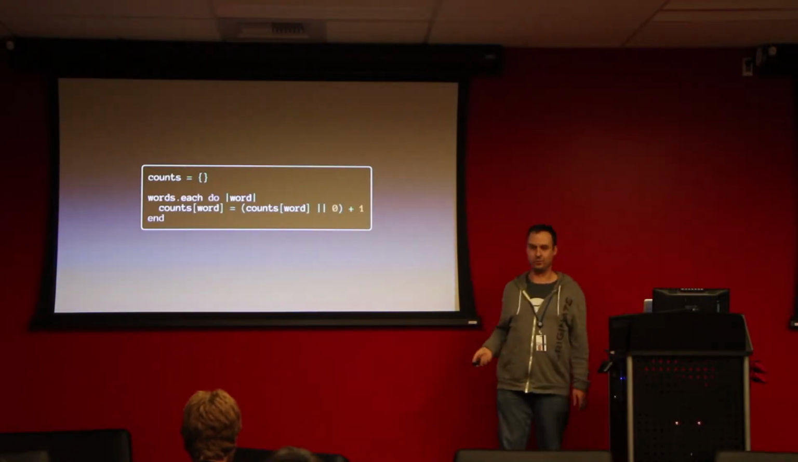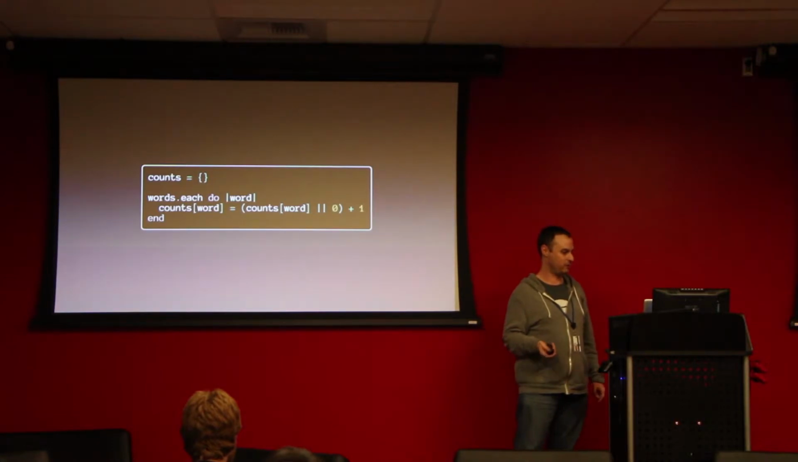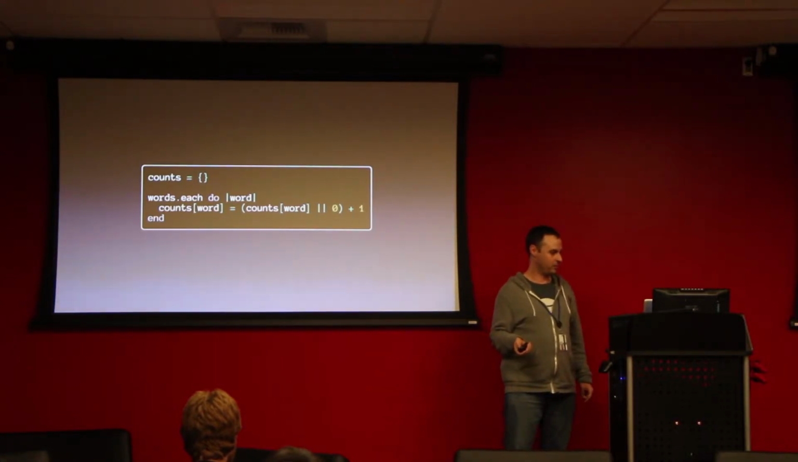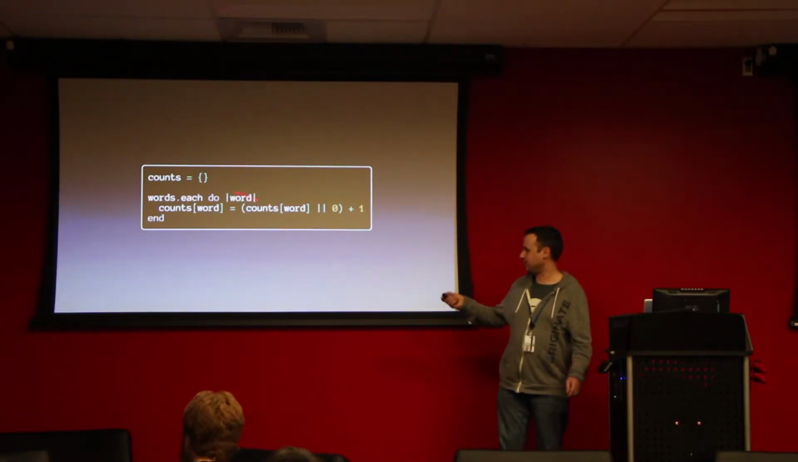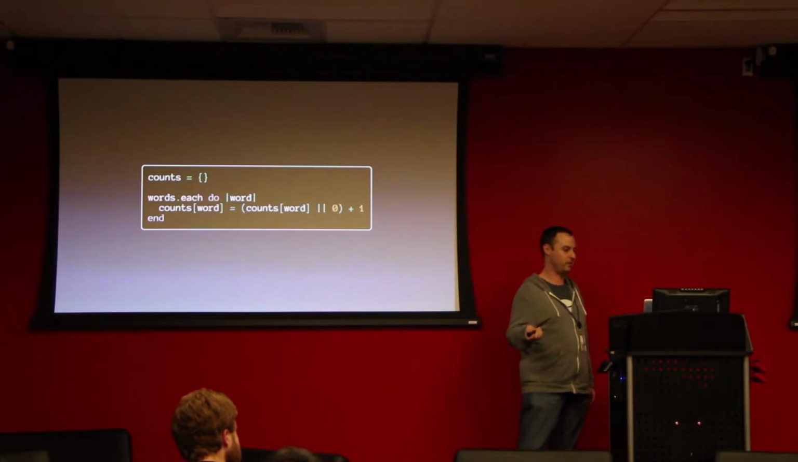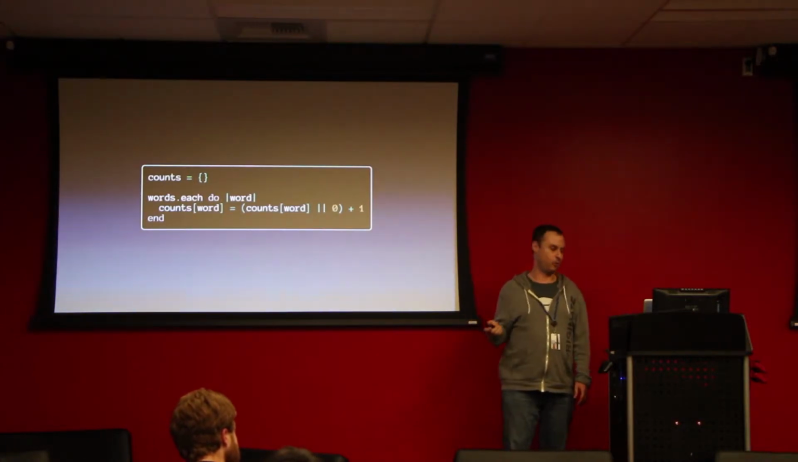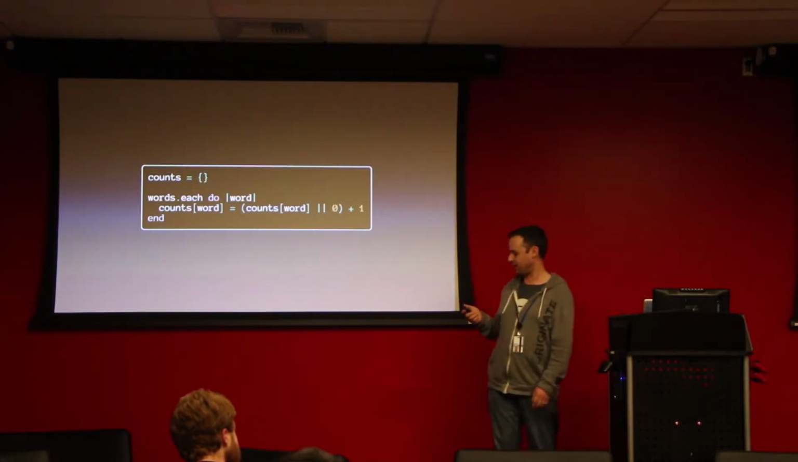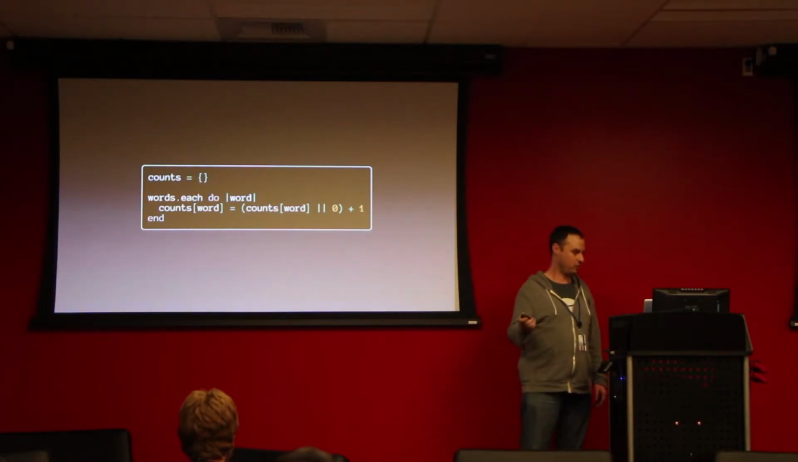So we can, again, do the brute force approach and iterate through it, and for each word, stick it in the hash. We can use this sort of ugly thing here to create the default value of 0 if there's nothing in there, and add 1. But that's a little bit ugly. There's a more elegant way to do this.